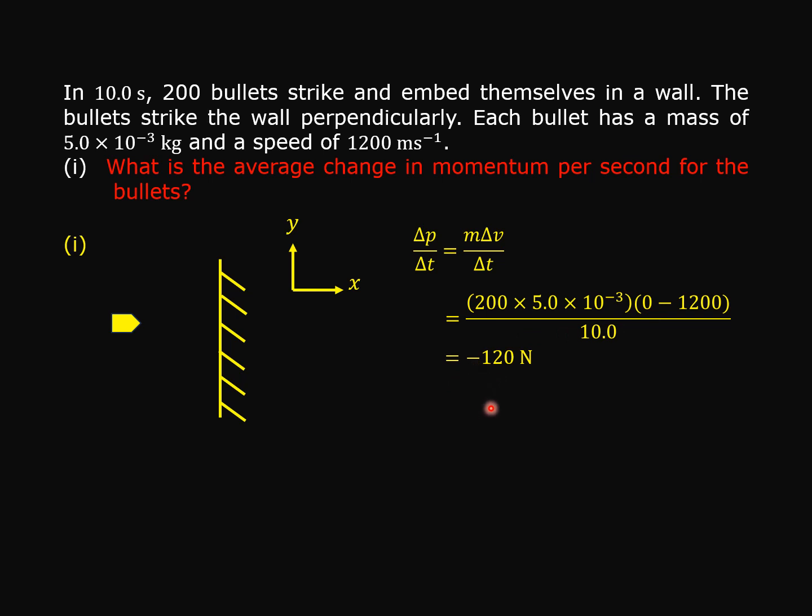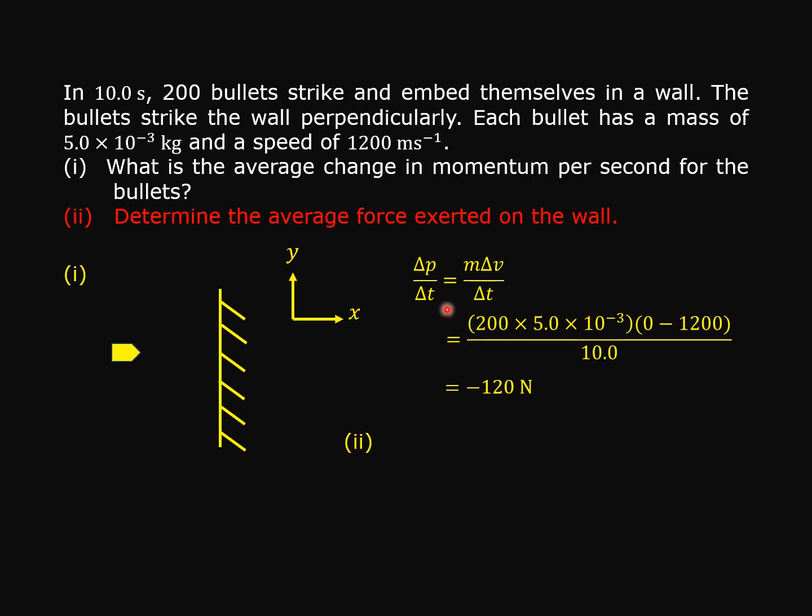So that means the average momentum change for the bullets points to the left-hand side. The negative sign means that the direction of this change of the momentum points to the left-hand side. Delta p over delta t, or the rate of change of momentum, is equal to the force. So this -120 Newton is the force acting on the bullet by the wall.